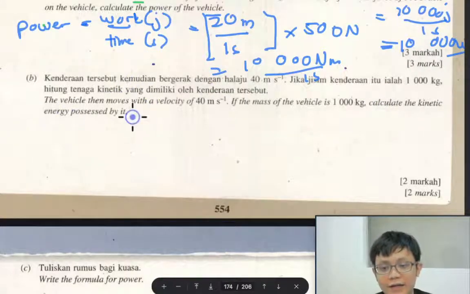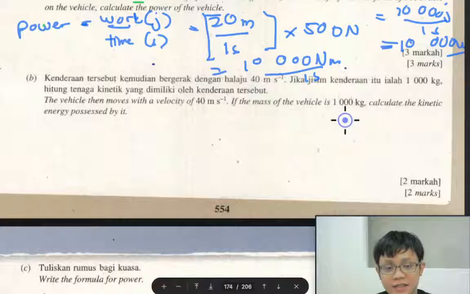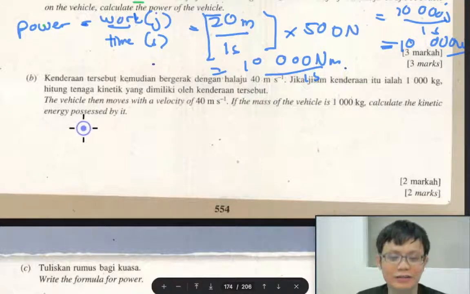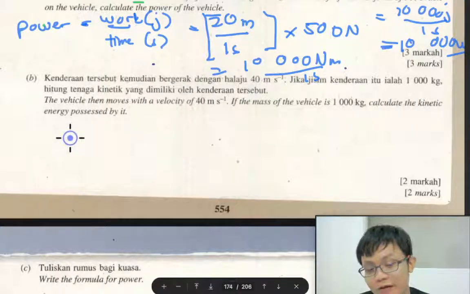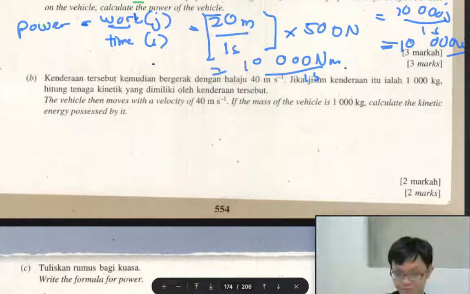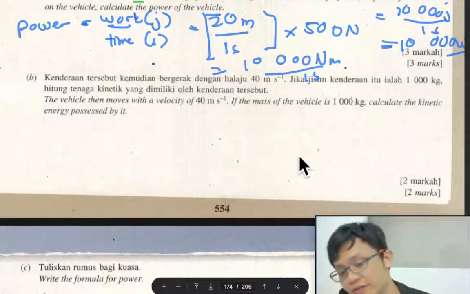Slowly. The vehicle then moves with a velocity of 40 meters per second. If the mass of the vehicle is 1000 kg, calculate the energy possessed. Wow, this one really like physics. I don't know whether you still remember the formula or not. I just fill in the blank. Okay, very good. Remember to write the unit. If you didn't write the unit, incorrect.